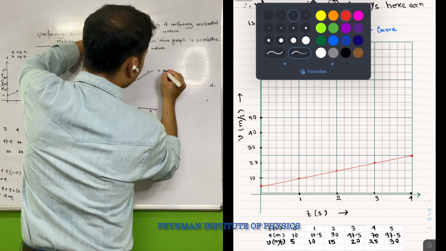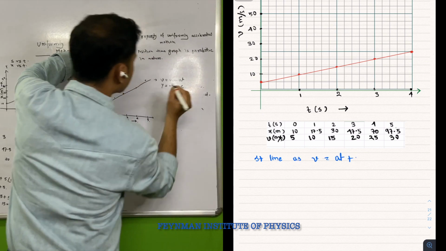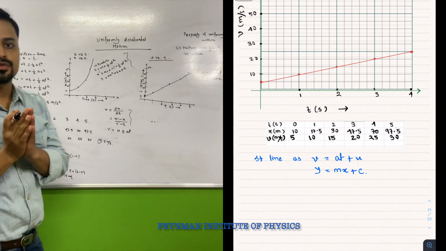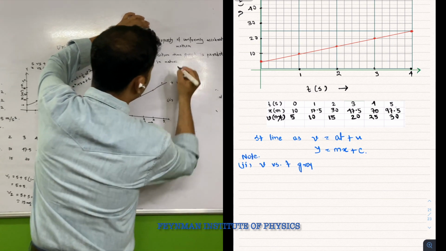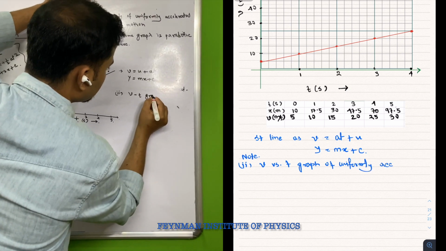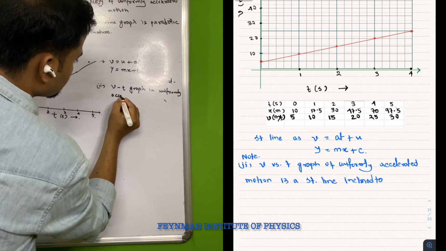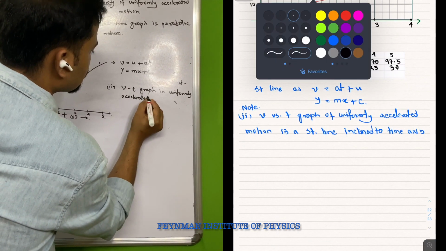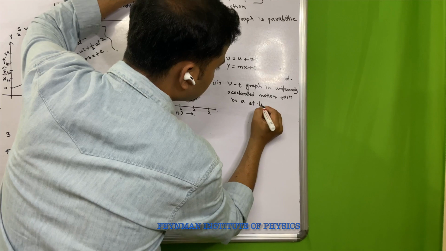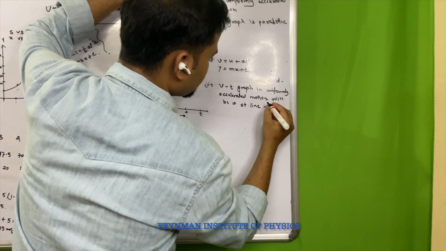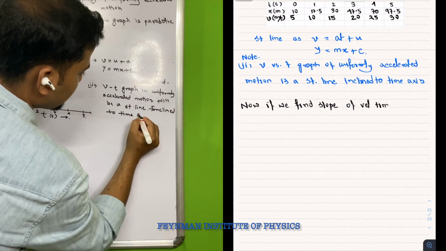Now why is it a straight line? Because v is equal to u plus at is actually in the form of y is equal to mx plus c. So now you can write the second property of uniformly accelerated motion: the velocity time graph in uniformly accelerated motion will be a straight line tangent inclined to the time axis, that means the x-axis.